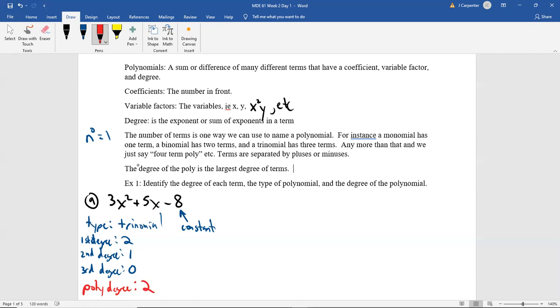We can also call the term that has the polynomial's degree, the largest exponent, the leading term. So 3x squared is the leading term. And that's something that you'll hear me refer to frequently. The leading term is the term that has the highest exponent, or sum of exponents if there's multiple variables.